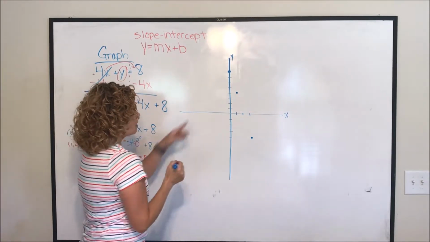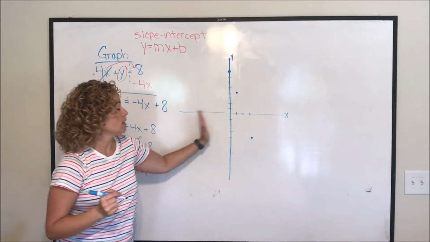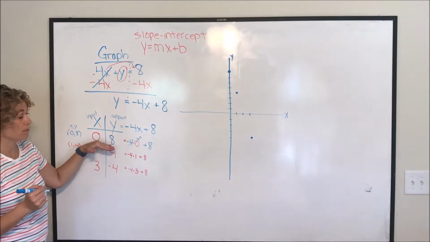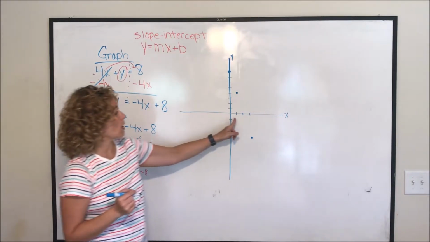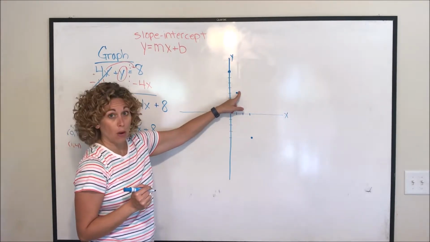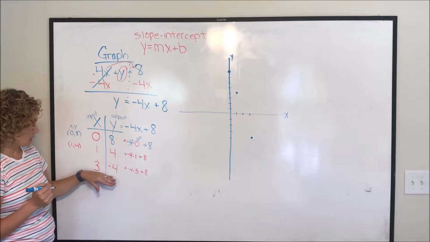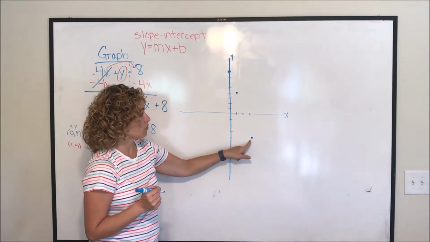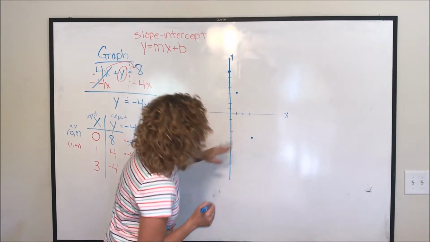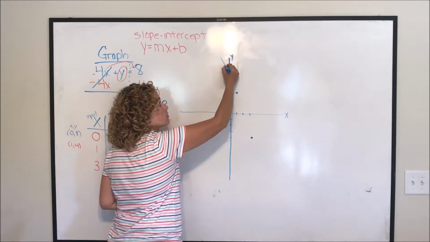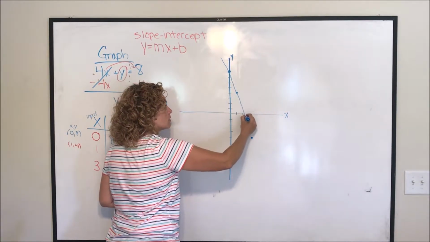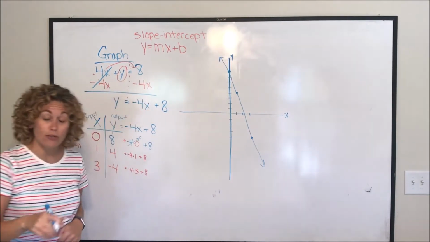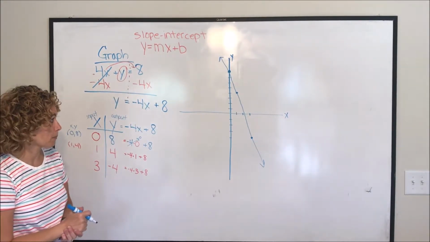Okay. This is the point 0 in the X direction and 8 in the Y direction, which was the first point I put in. My next point was 1 in the X direction and 4 in the Y direction. And my last point was 3 in the X direction and 4 in the negative Y direction. I think that might be a little over, but anyway. And then you're going to connect those points, and it should make a straight line. If it doesn't make a straight line, you've made a mistake, go back and check.